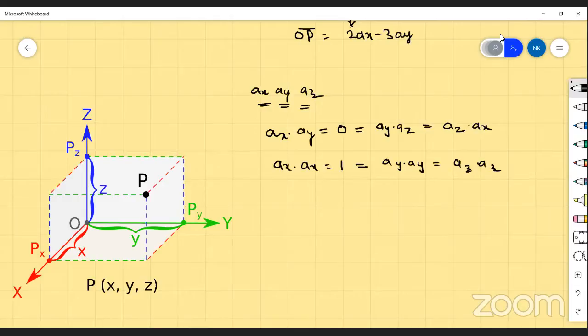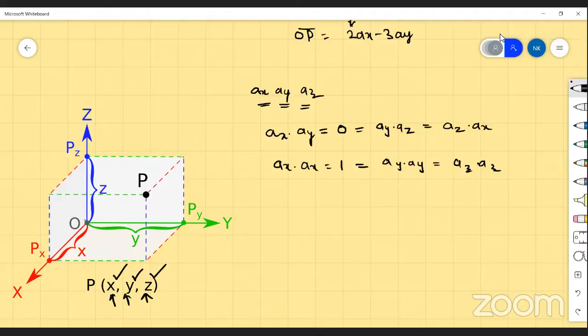Now consider point P. Let us say Px. Whenever you say x, y, comma z, it represents x units along x direction, y units along y direction, z units along z direction. So I have taken this right handed system: x to y to z, y to z to x, z to x to y.